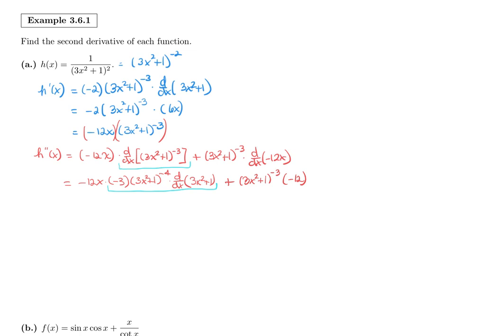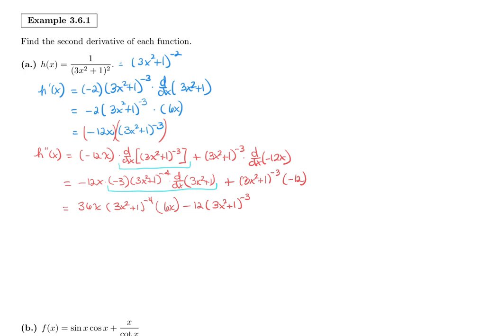So let's see what we've got left then. Well, negative 12x times negative 3 gives me a positive 36x. I have my 3x squared plus 1 to the minus 4. And our derivative of 3x squared plus 1 is 6x. Then we've got minus 12 times 3x squared plus 1 to the minus 3.